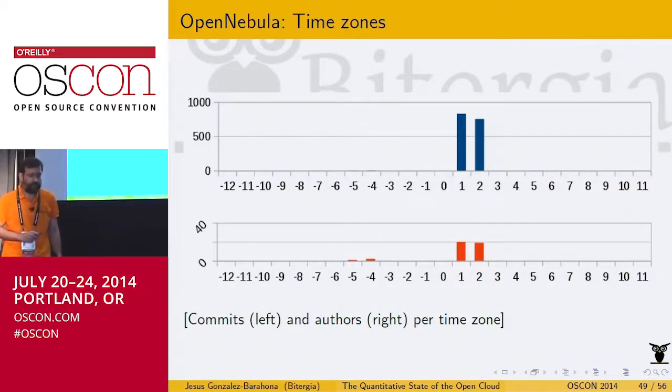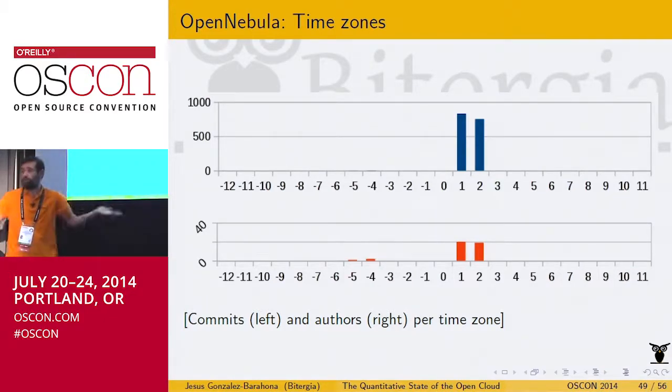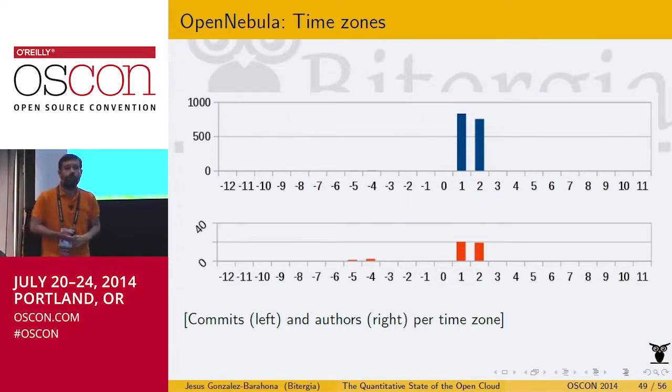And just the final analysis, time zones. Probably you know that Git is using the time zone of the computer where the commit is done. So you can use that information to try to infer where people are working in the world. This is very difficult to get from other information, because companies usually are spread around the world and you really don't know where people live.